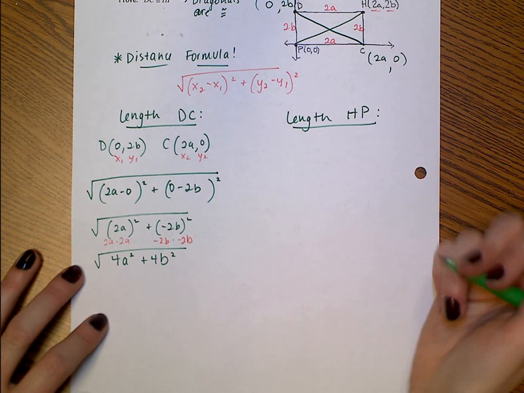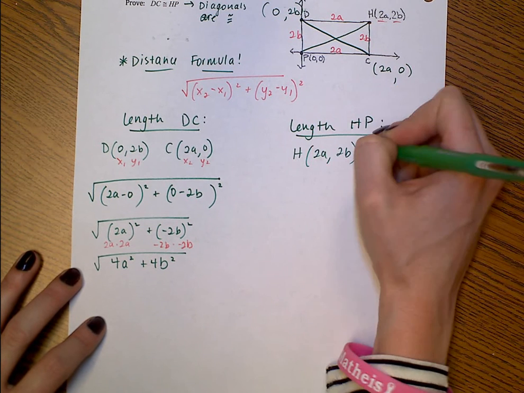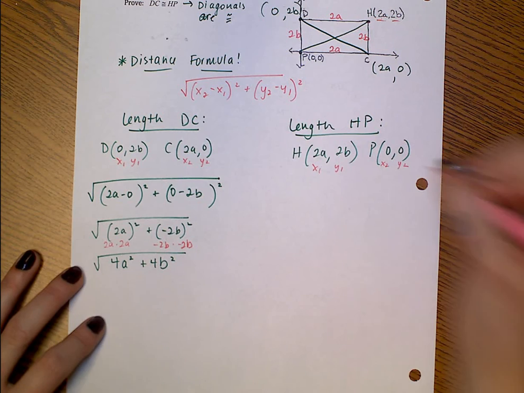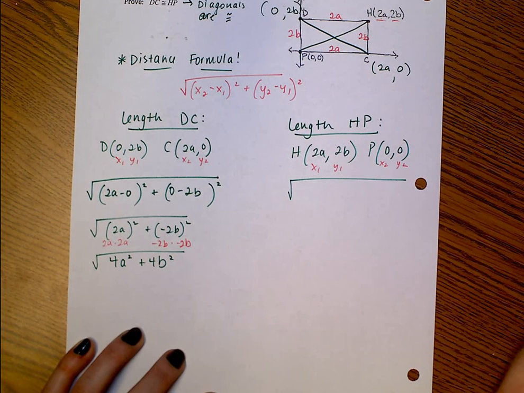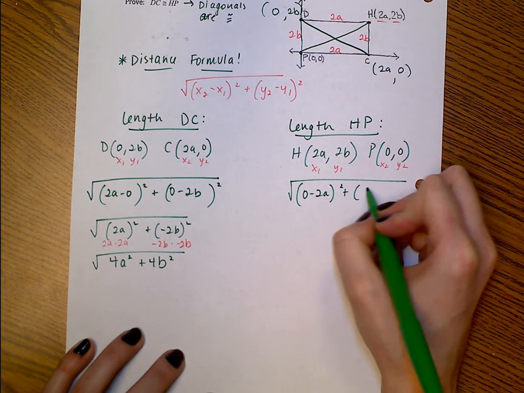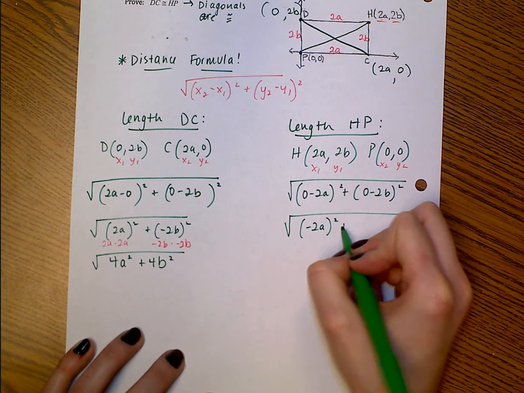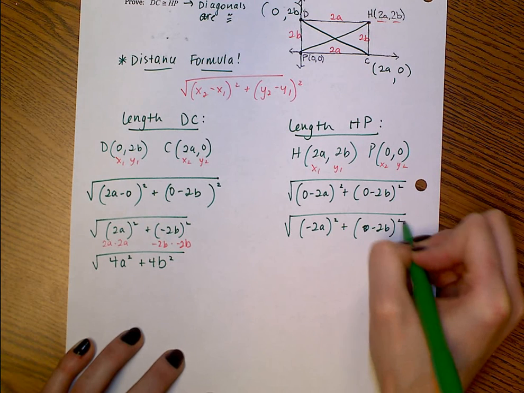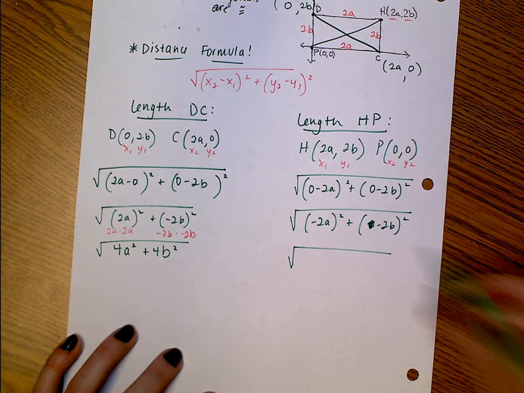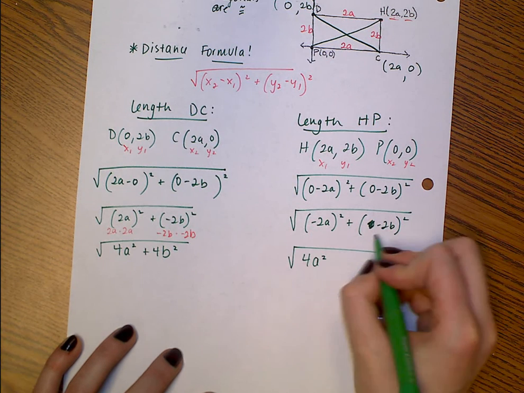You have to do the same thing with HP. So H is (2A, 2B). P is (0, 0). Okay, so call that x1, y1, P, x2, y2. And let's plug it on in. All right, so I'd do 0 minus 2a squared plus 0 minus 2b squared. That'd be negative 2a squared plus negative 2b squared. When you simplify this, same thing, negative 2a times negative 2a is 4a squared. And over here I got 4b squared.